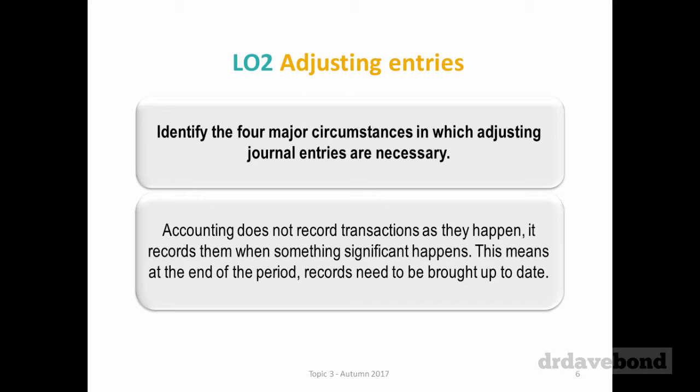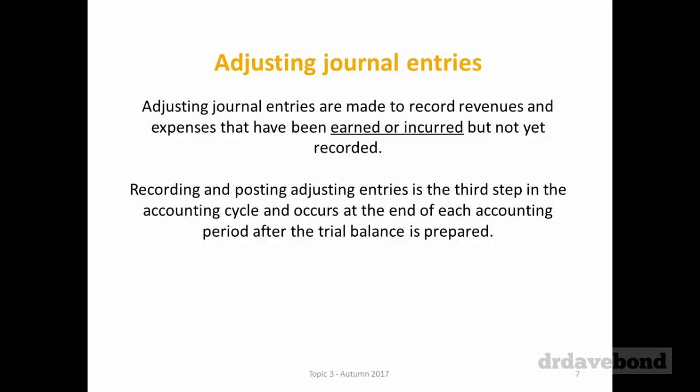So what happens is, for wages, they just get done when people get paid, and then you just have a final adjustment to pick up the few days where someone has worked and there has been no transaction. That's what we're going to be looking at. So adjusting entries are made to record revenues and expenses that have been earned or incurred but not yet recorded. Recording and posting is the third step and gets done after the trial balance is prepared. So we do this, we do the trial balance, and then we look at all the adjustments that need to be made.